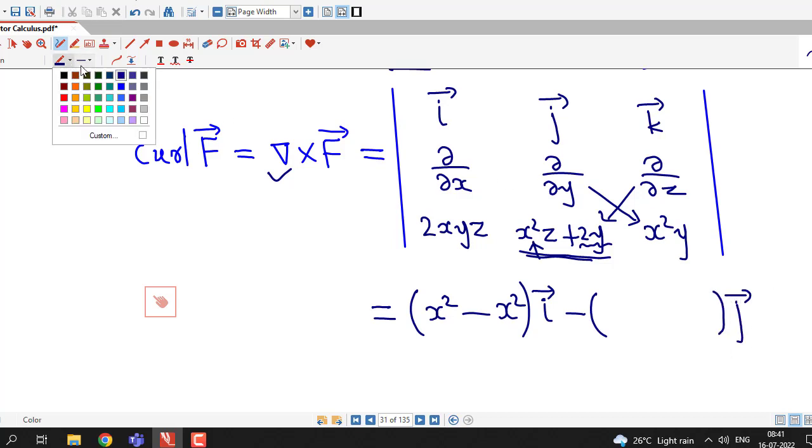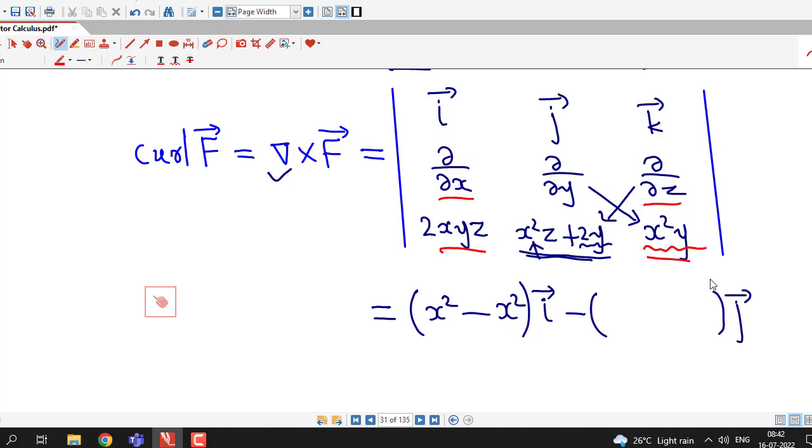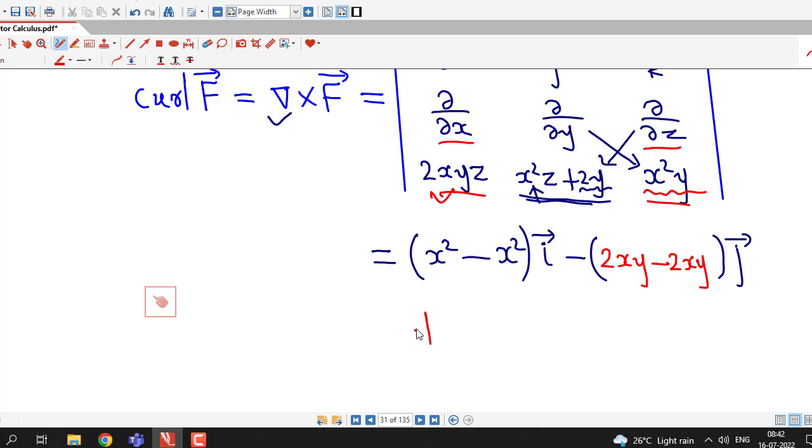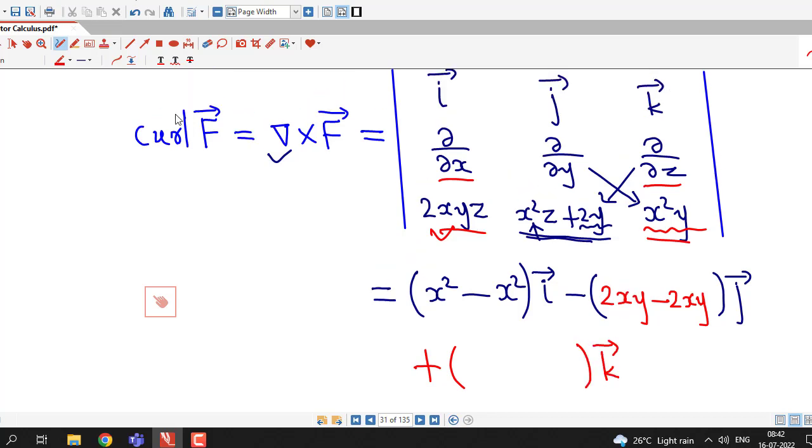So for that we consider this matrix of order 2. So partial derivative of x square y with respect to x, y constant, derivative of x square is 2x, so it is 2xy, minus partial derivative of 2xyz with respect to z, so here 2xy is constant, derivative of z is 1. And finally we will write down determinant of 2 by 2 matrix multiplied with vector k. So for that we will consider this matrix of order 2, and we will multiply determinant of this matrix by vector k.